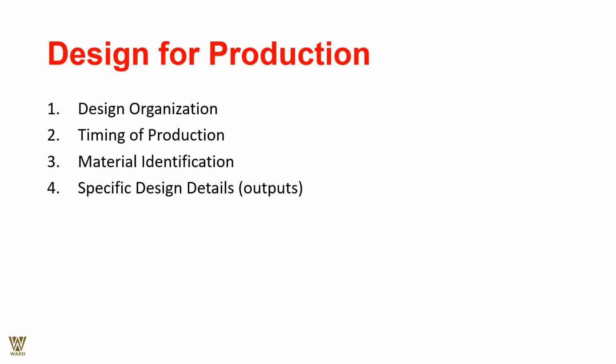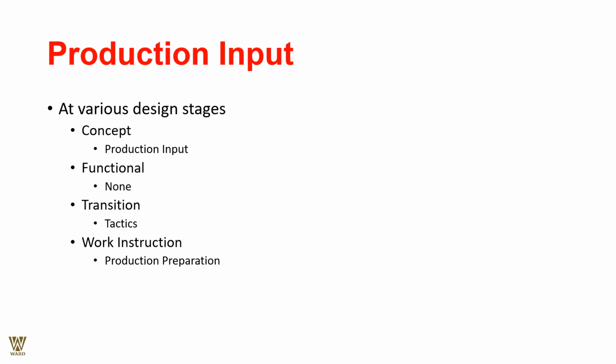As far as manufacturing in the industry is concerned, we need to understand the design organization, the timing of the production, the material identification, and specific details of the design. Thereby, production input: what are they? We are to be giving designs right at the onset, at the conceptual stage. As for the production input, functional, probably no units might be given. The output would be the functional aspects. Transition is all about the tactics that we talk about.